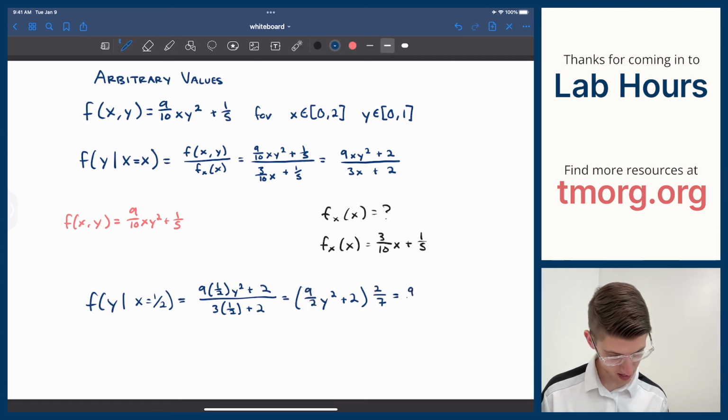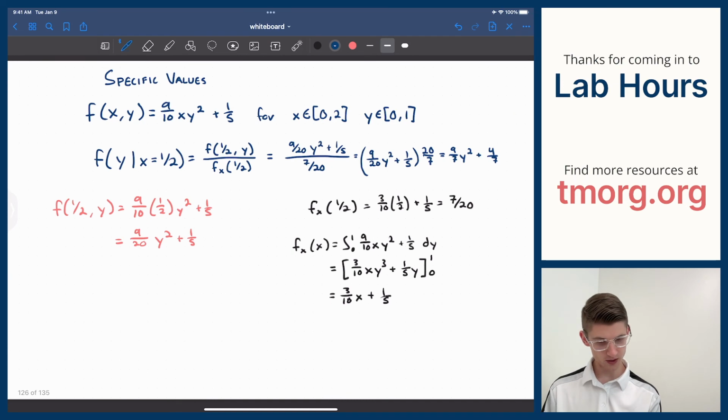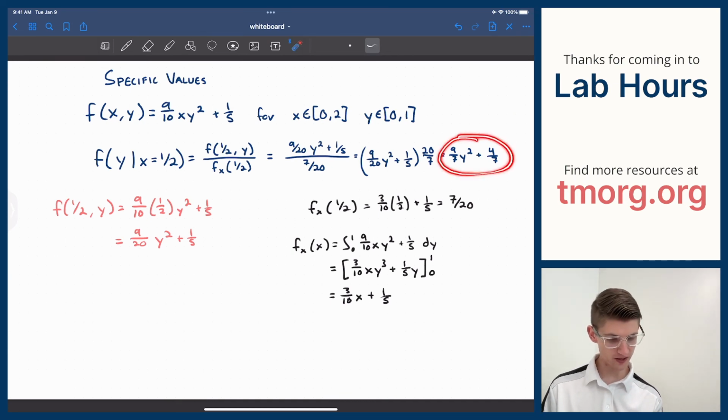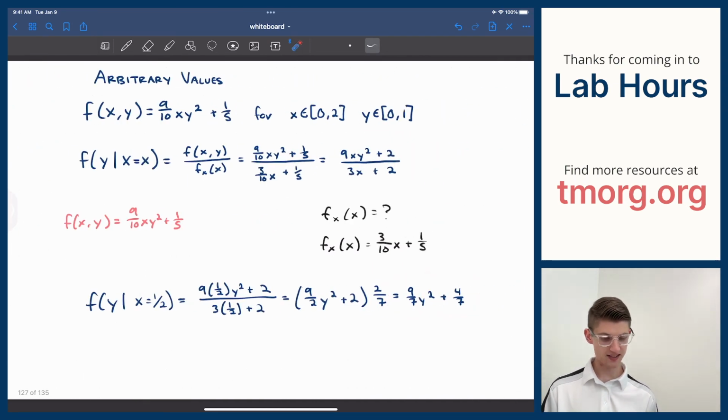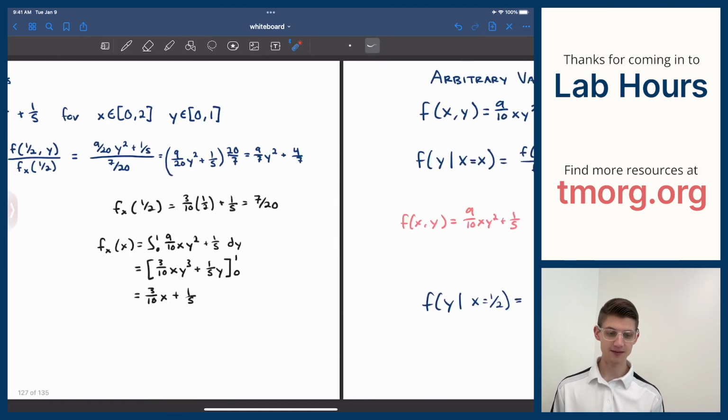That gives 9/7 y squared. 2 times 2 is 4 over 7, so plus 4/7. And you'll notice those two formulas are exactly the same. Functions, they're functions, not just formulas, right? They're exactly the same thing, which means that we did our job correctly.